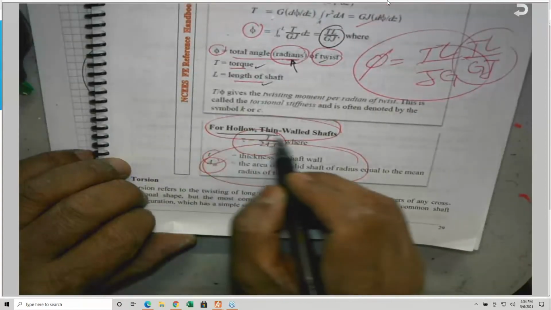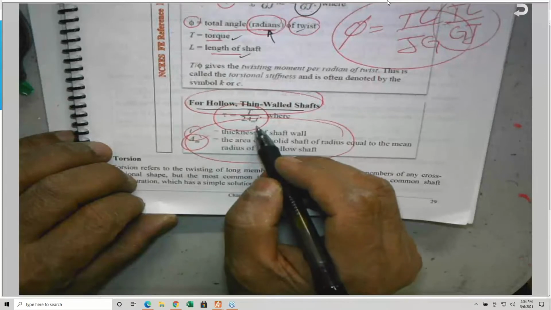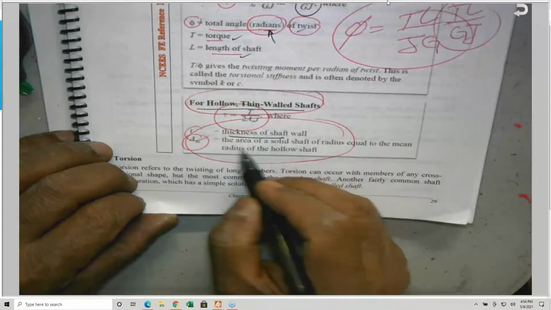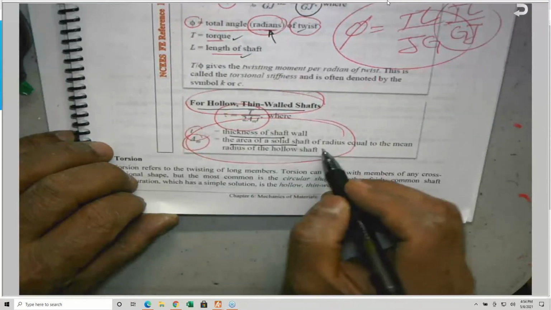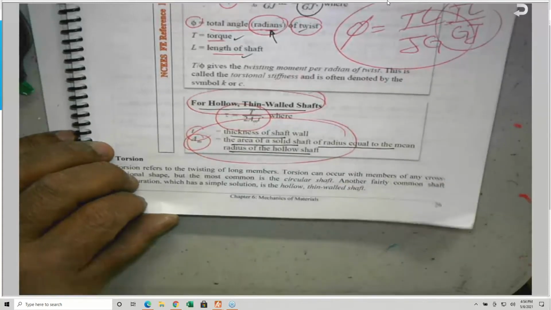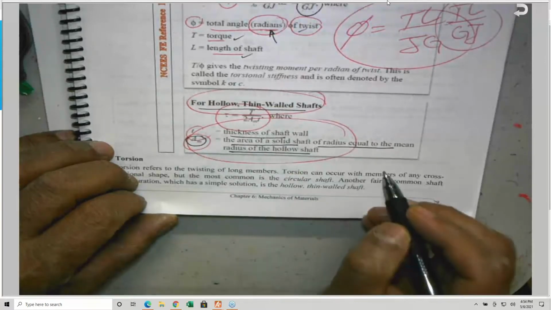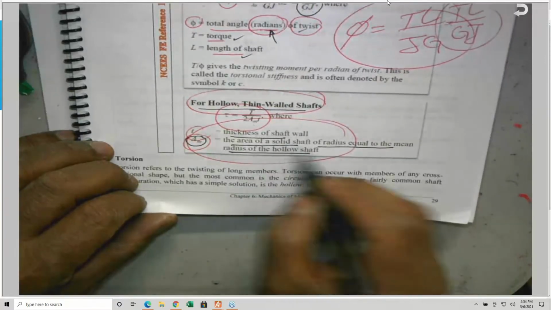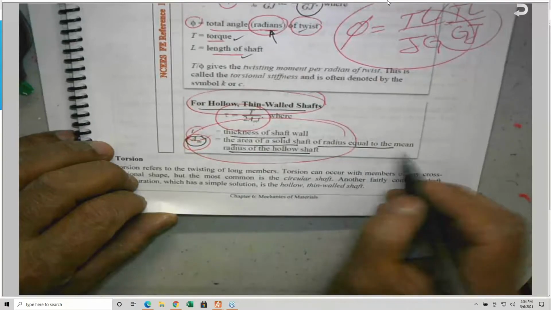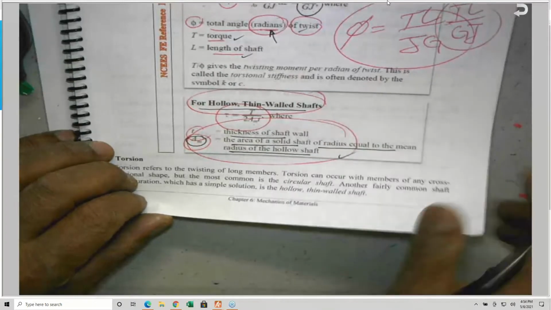For a hollow thin-walled shaft, they are coming with this equation: tau is equal to T divided by 2 A sub M times t. t is the thickness of the shaft wall, and A sub M is the equivalent area, the area of a solid shaft of radius equal to the mean radius of the hollow shaft. So these are in the NCEES.